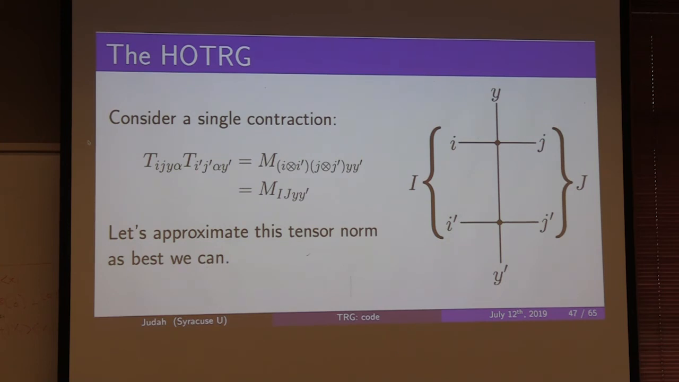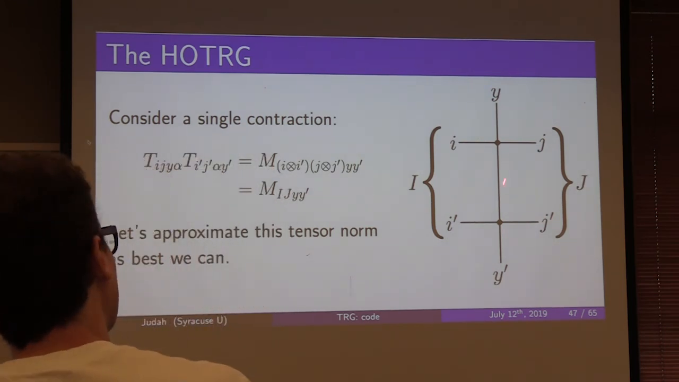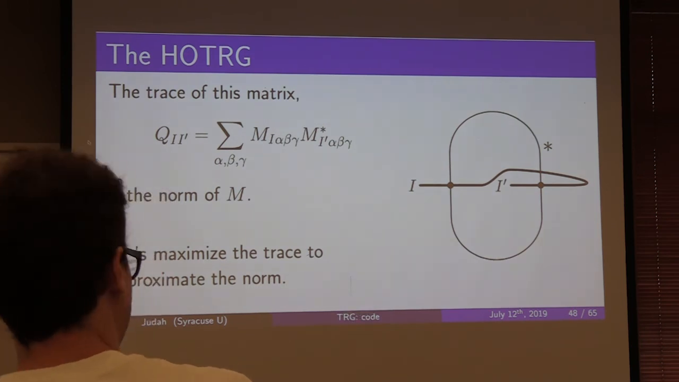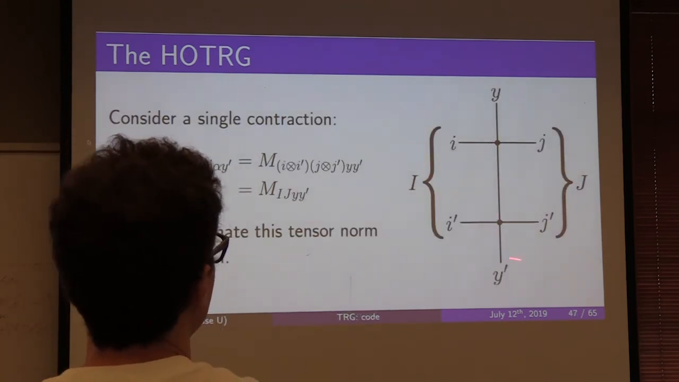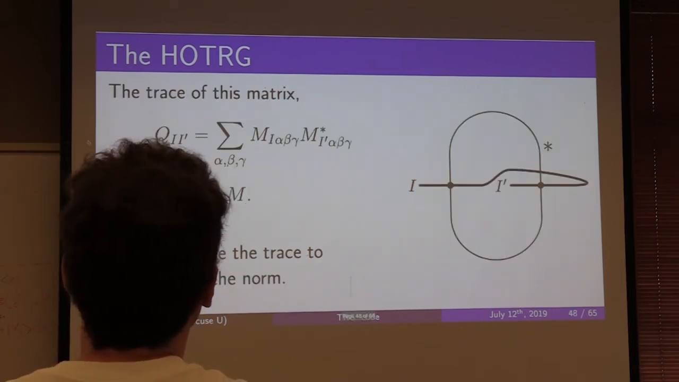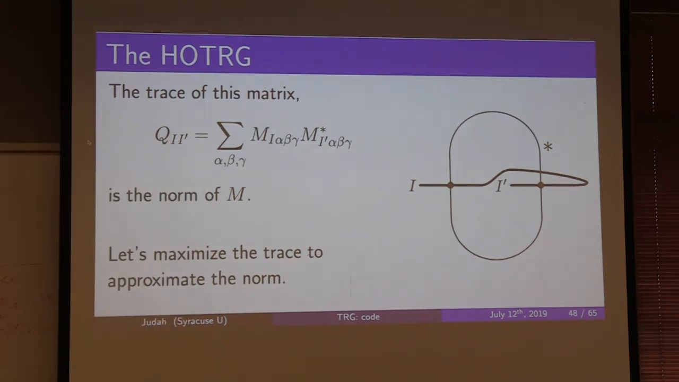This contraction, I want to make sure to go through this just so if people decide to do this algorithm, they can also do it. So here, constructing this M, we're trying to approximate the norm of this tensor as best as possible, which is the contraction of 2T tensors. The way we're approximating that norm is we take that M and we multiply it by its complex conjugate, and then if we can maximize the trace of this Q matrix, then we'll be approximating the norm of the M tensor as best as possible.